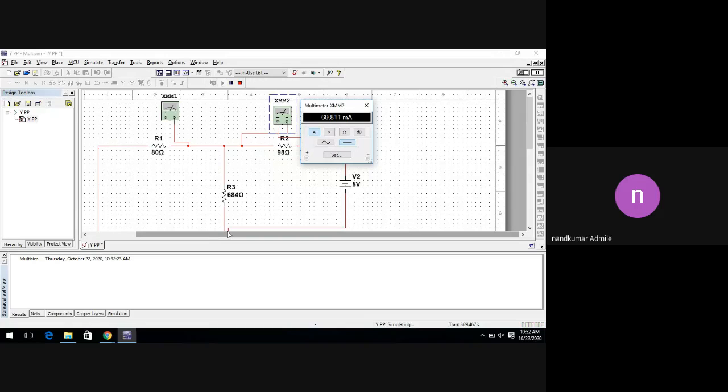Everyone note down the values of these four things: V1, V2, I1 and I2. And then you can calculate the values of y11, y12, y21 and y22.